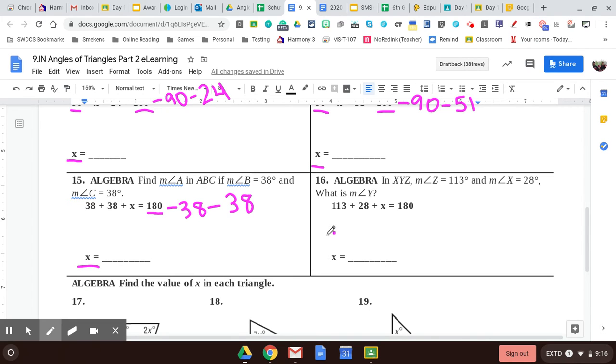Good job. Last one I'm going to help you with here. So if in triangle x, y, z, m, the angle of z is 113 and m, the angle of x is 28 degrees, what is m, the angle of y? So I probably should have had a y here, but that's okay. 113 and 28. So I have 180 is what I start with, minus 113 minus 28. And that is going to give me x or y or whatever my variable is. So what is x?